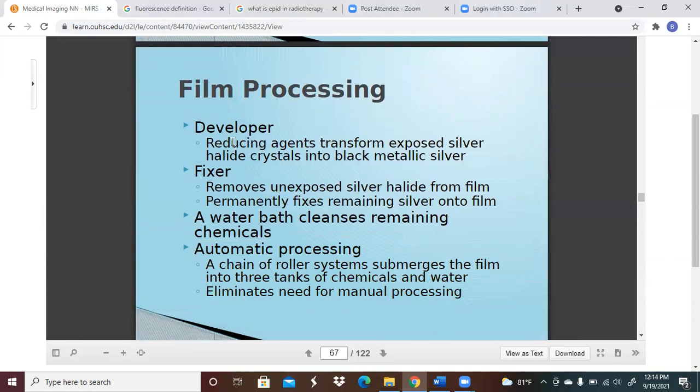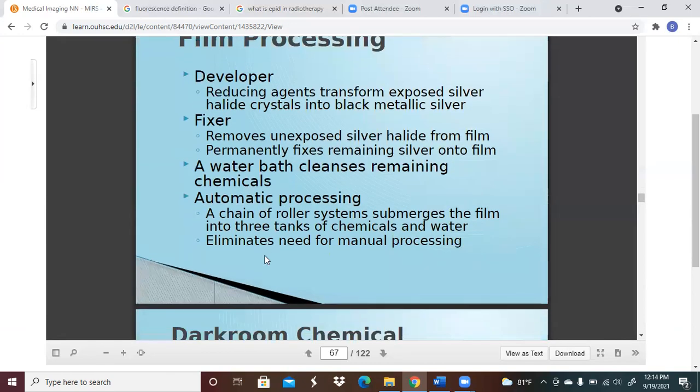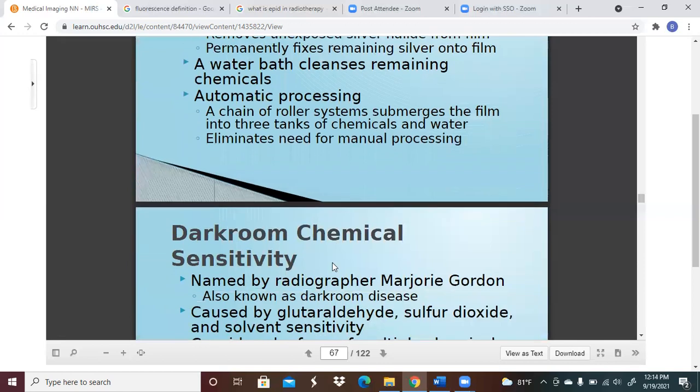For film processing, you've got reducing agents that transform the silver halide crystals into black metallic silver. You've got the fixer, which removes unexposed silver halide from the film and permanently fixes the remaining silver onto the film. And you've got a water bath that's cleaning the remaining chemicals, and automatic processing is a chain of roller systems that submerges the film into 3 tanks of chemicals and water and eliminates the need for manual processing.